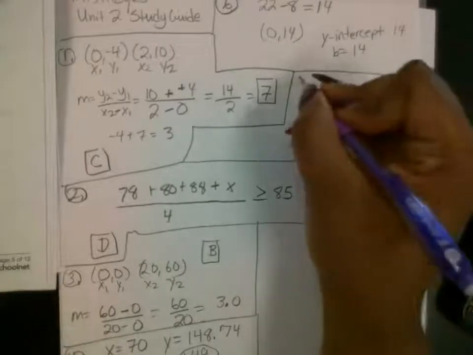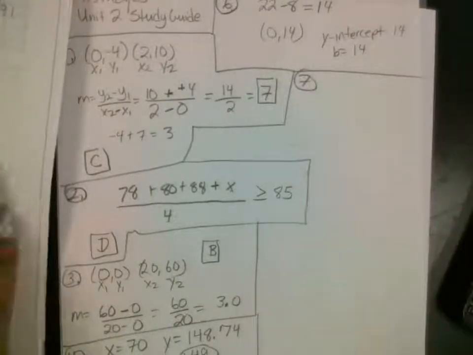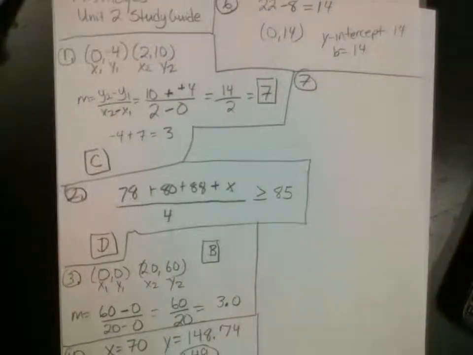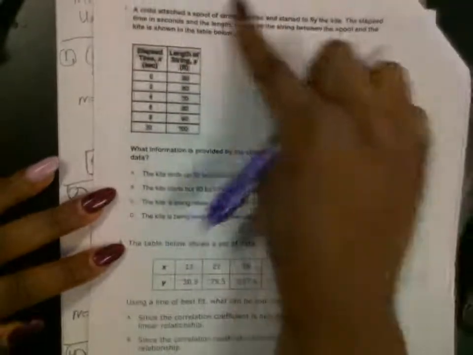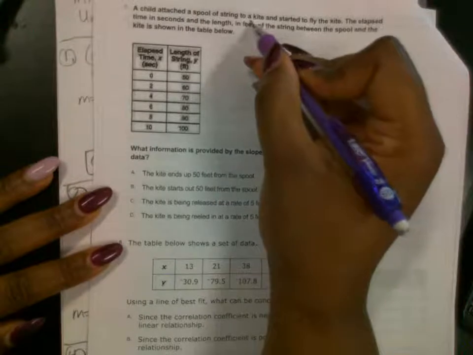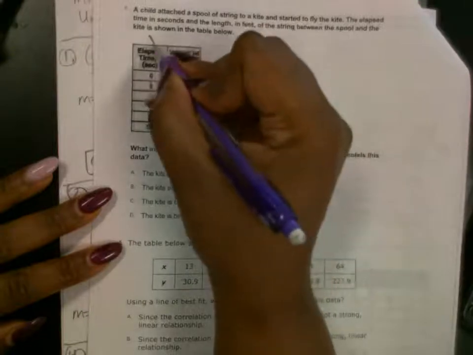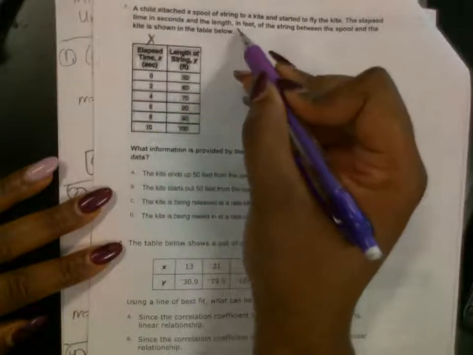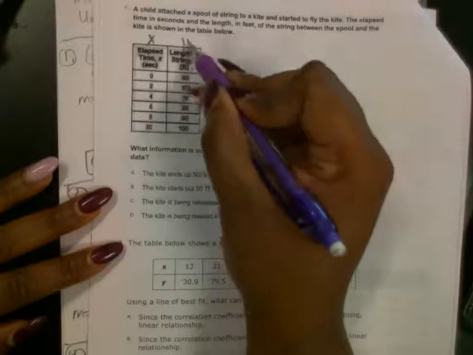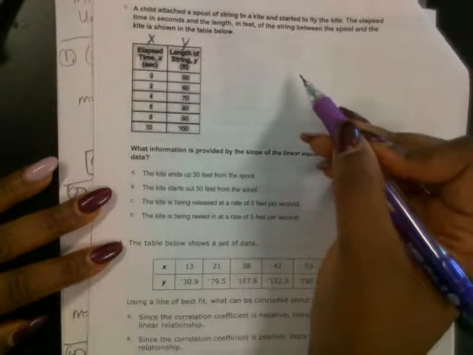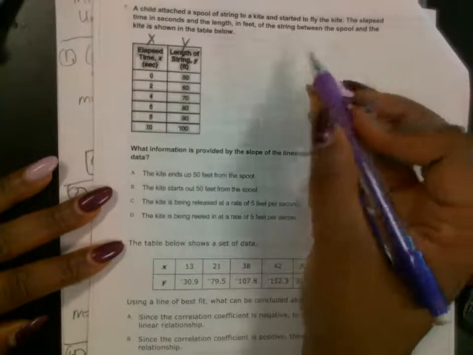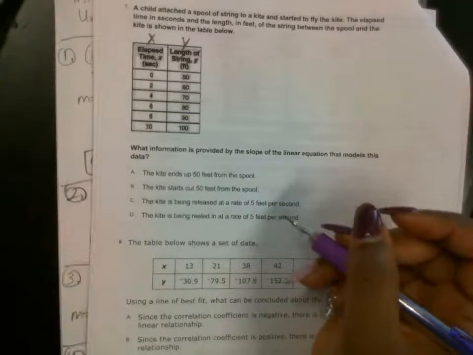Okay? Number 7. A child attached a spool of string to a kite and started to fly the kite. The elapsed time, x, this is in seconds, and the length in feet, okay, that's going to be y, between the spool and the kite is shown below. All right, so here we go. How do we do this?